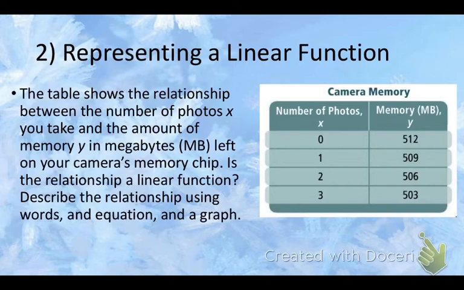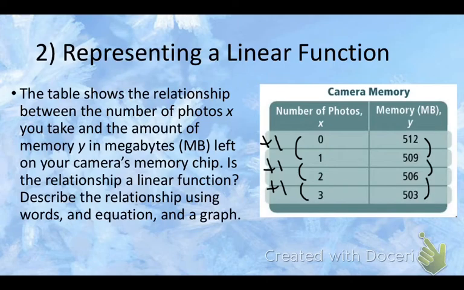So as I look at this here, I know that the amount of memory left given the number of pictures taken is shown in the table. I need to take a look at some other representations of this so that I can determine if it is linear or not. And so I'm going to start off by looking for a pattern. As I look at this table, I see that the number of photos is increasing by 1 each time. So I'm going to look for a pattern over here.